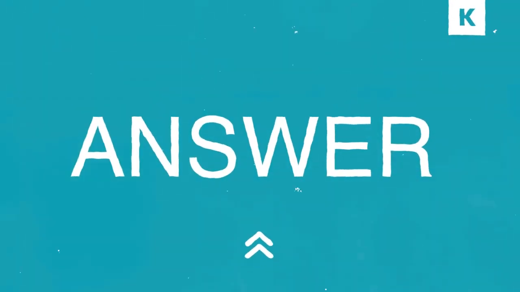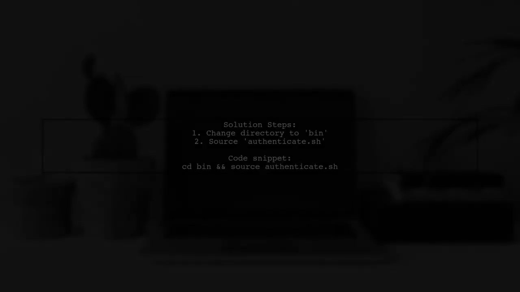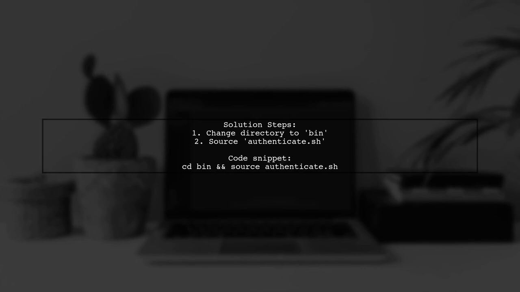Let's now look at a user-suggested answer. To resolve the no such file or directory error in your Makefile, try changing your directory to bin and then source the authenticate.sh script.